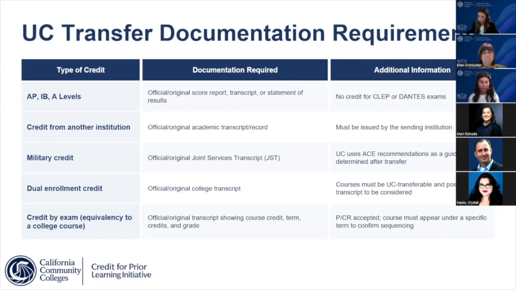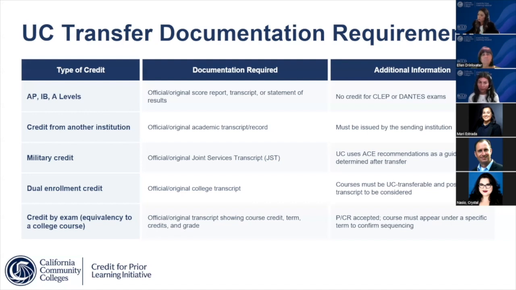You may have some students that are taking dual enrollment courses, so they're high school students that are taking college classes. Those courses need to be transcribed on the official college transcript, and the courses must be UC transferable and posted on the transcript in order to be UC transferable.